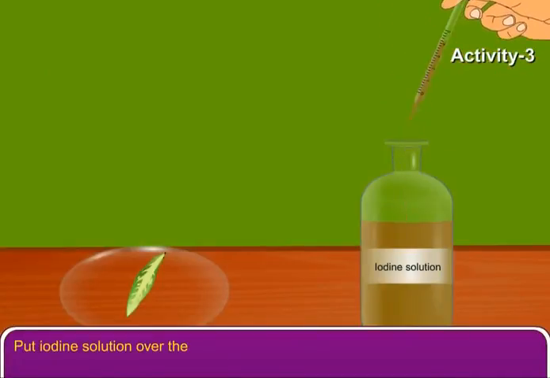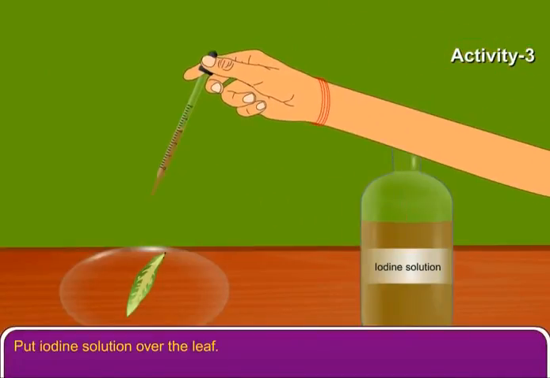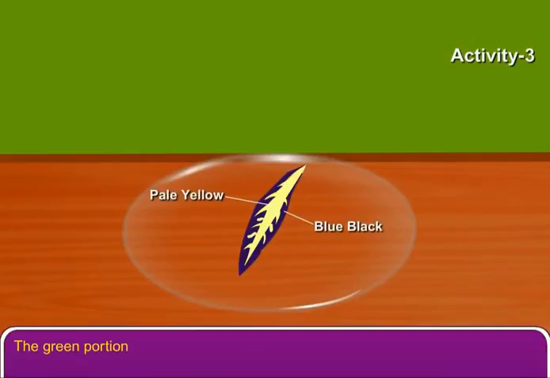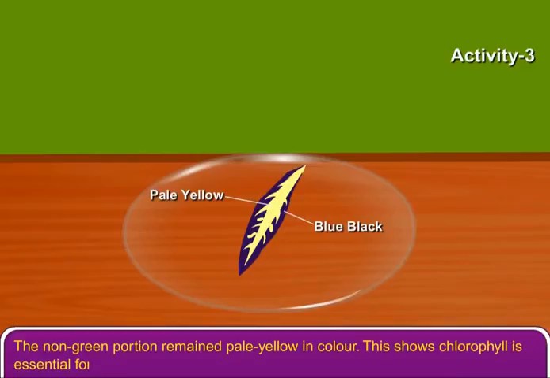Put iodine solution over the leaf. The green portion of the leaf turns blue-black. The non-green portion remained pale yellow in color. This shows chlorophyll is essential for photosynthesis.